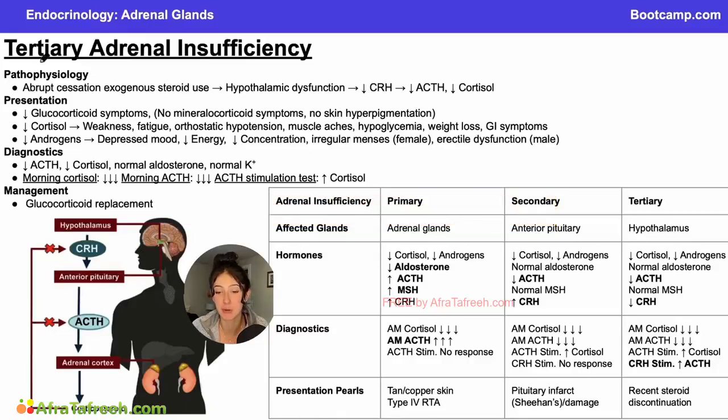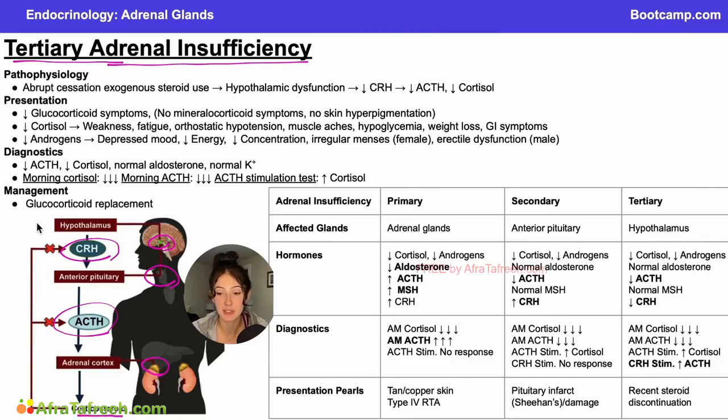In this section, we'll be going over our last cause of adrenal insufficiency, that is tertiary adrenal insufficiency. And you're probably sick of hearing me go through this pathway at this point, but humor me one last time. So we're starting out in the hypothalamus here. Our hypothalamus in your brain is going to be releasing CRH. CRH will travel to the anterior pituitary, which will release ACTH, which will travel to the adrenal cortex and stimulate your adrenal cortex to release corticosteroids.